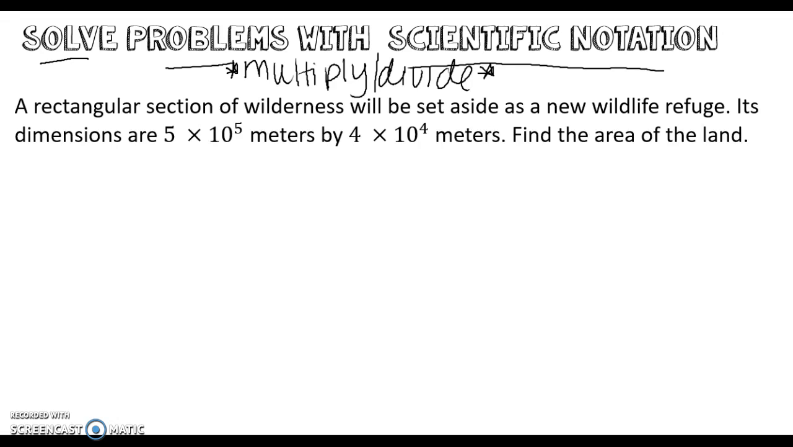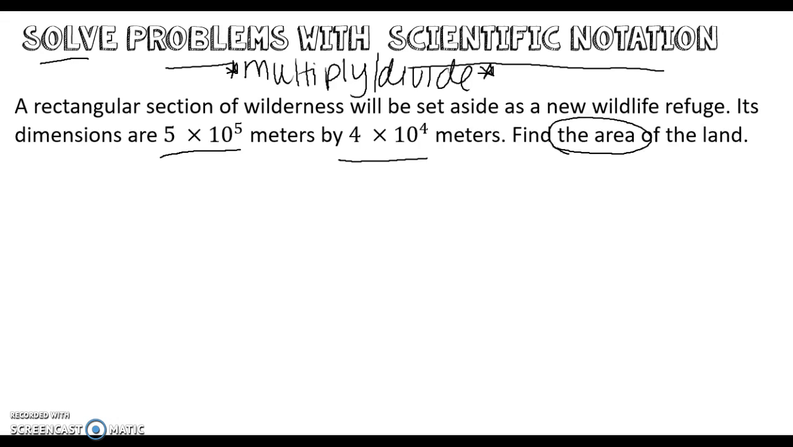So let's go ahead and get to our example. A rectangular section of wilderness will be set aside for a new wildlife refuge. Its dimensions are 5 times 10 to the power of 5 meters by 4 times 10 to the power of 4 meters. Find the area of the land.